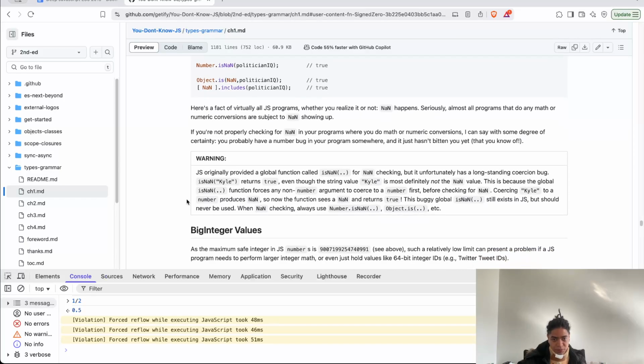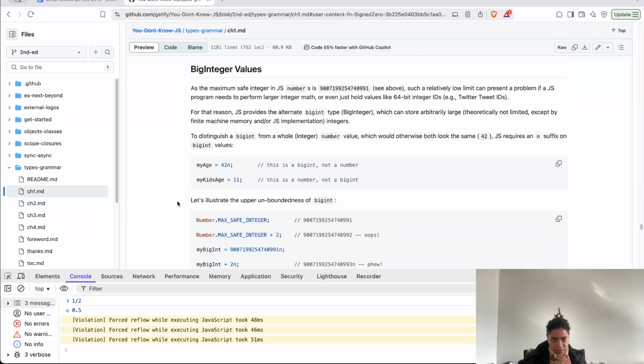JavaScript originally provided a global function called isNaN for NaN checking, but unfortunately it has a long-standing coercion bug. So in other words, use Number.isNaN, and the global one should never be used. When NaN checking, always use Number.isNaN or Object.is, etc.